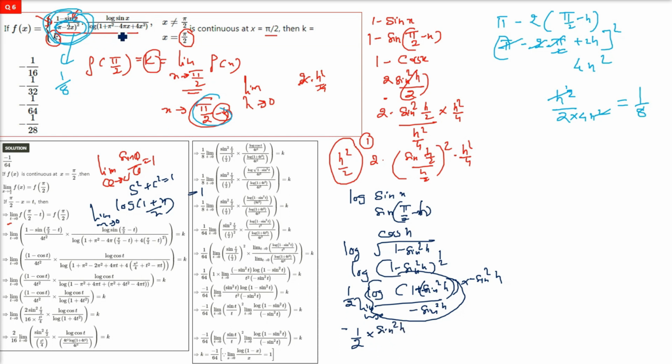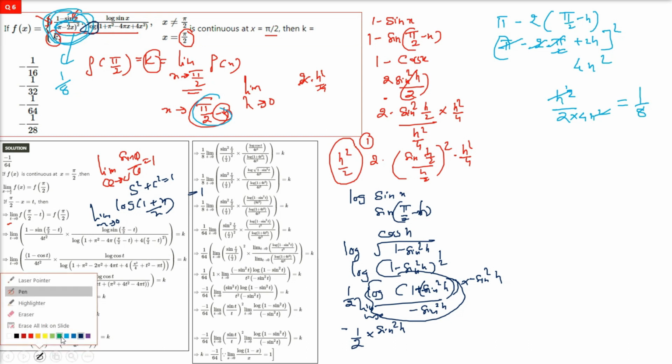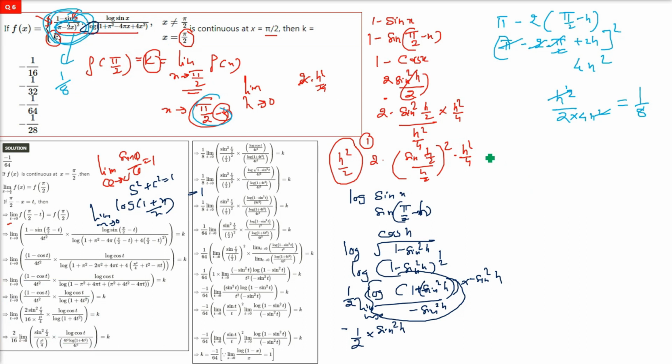Coming to the last term, which is log 1 plus pi square minus 4 pi x plus 4x square. Let me change the color so that you understand this is the fourth term we are dealing with. I'll just write log later. It is 1 plus pi square minus 4 pi x plus 4x square. In place of x write pi by 2 minus h, and in 4x square, in place of x write pi by 2 minus h whole square.